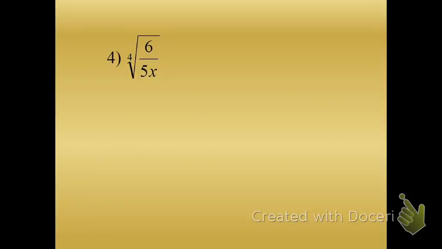Okay, so now obviously you can see we've got numbers this time, we've got a 4th power this time. Kind of changes your problem. It doesn't change your first step though. Your first step's always going to be split it up into 2. So you have the 4th root of 6 all over the 4th root of 5x.